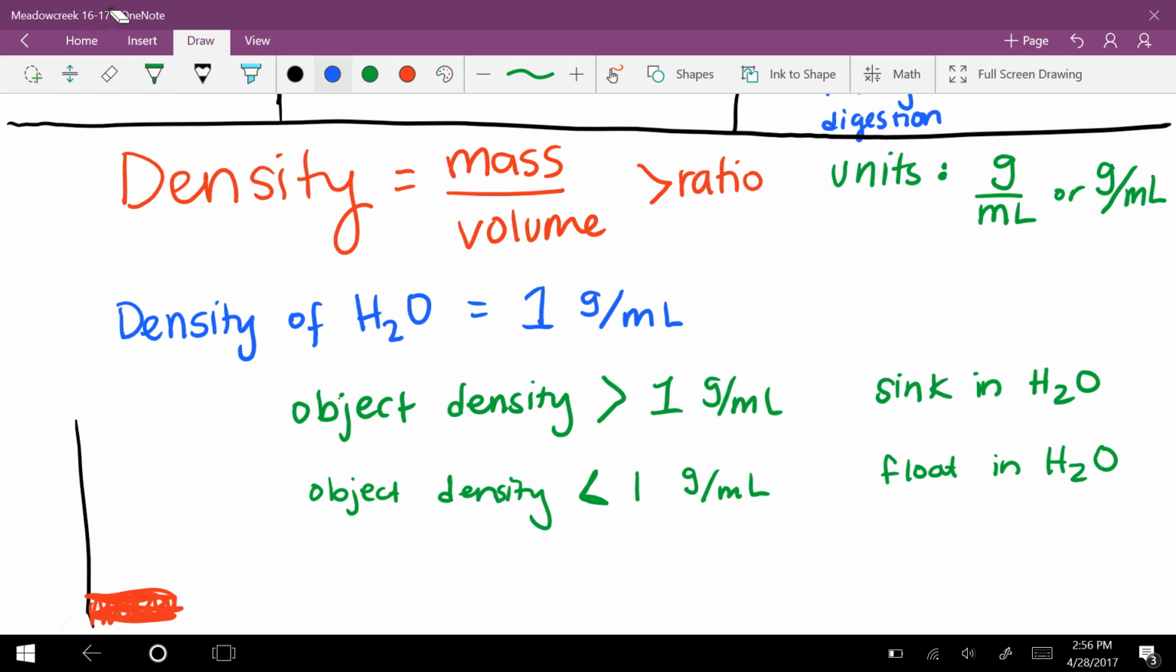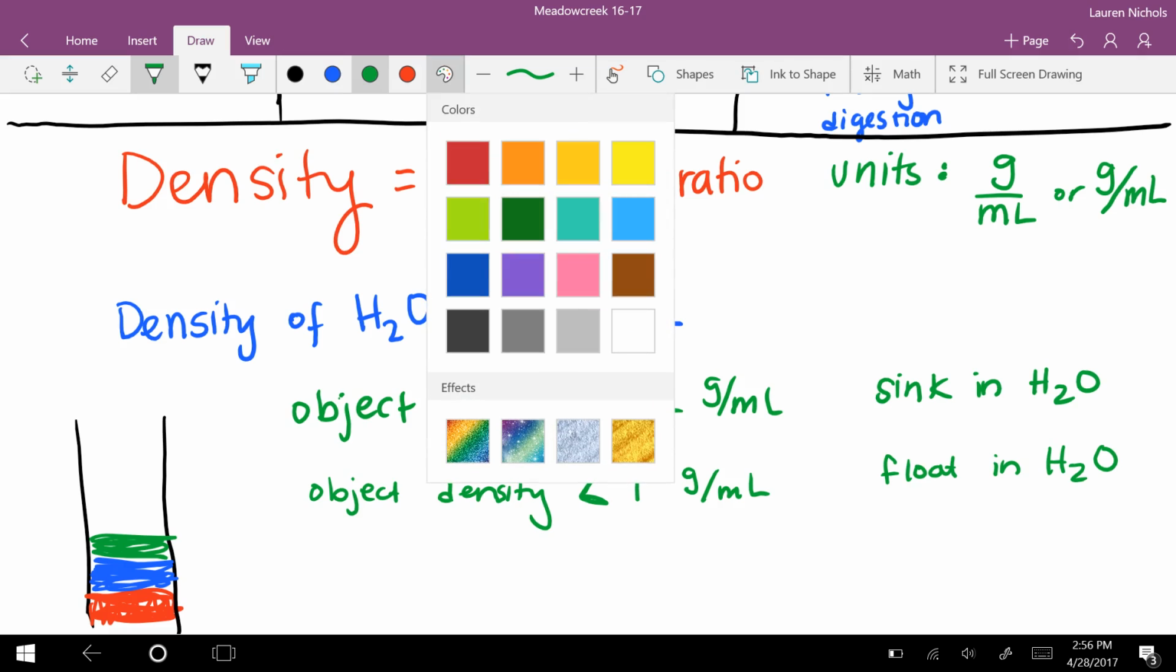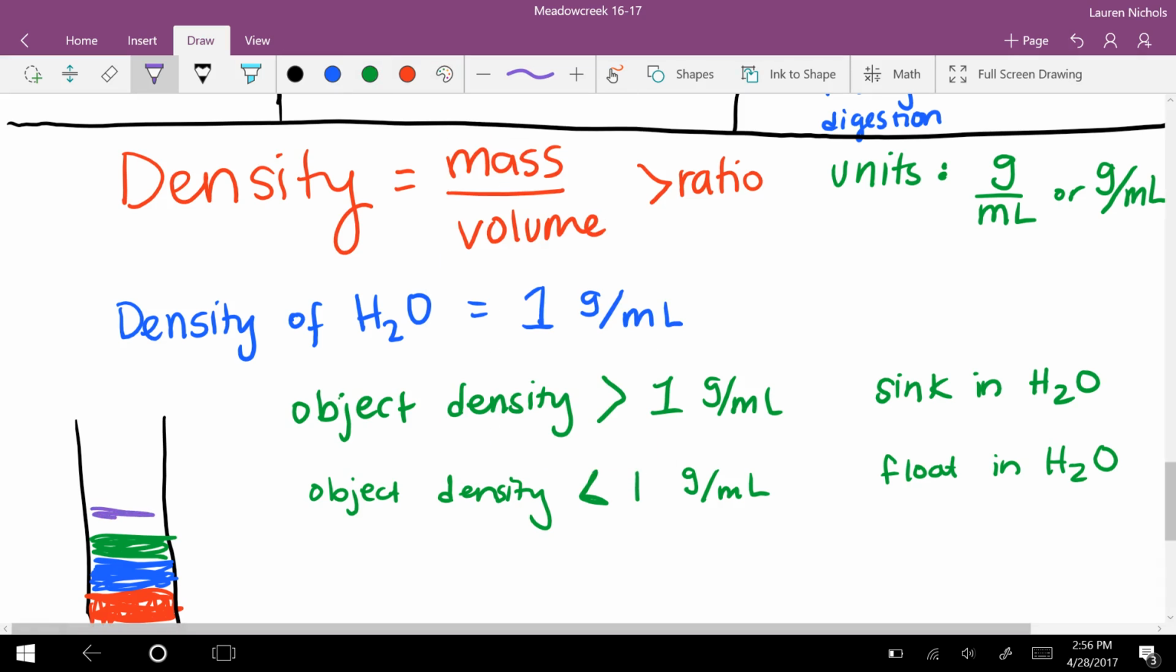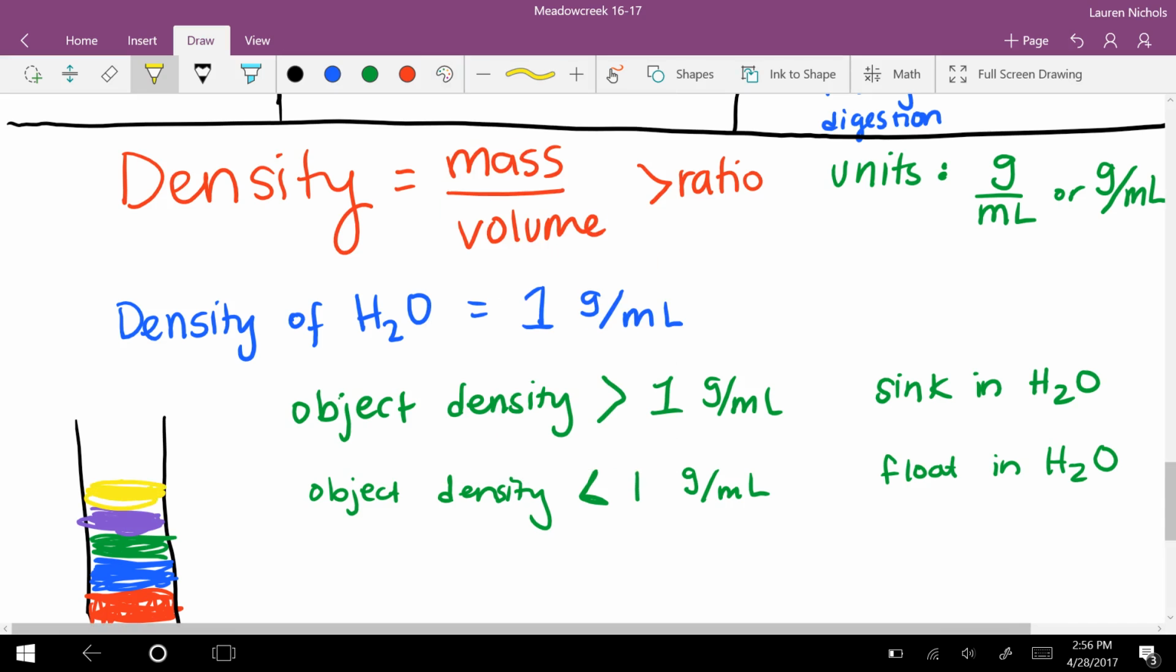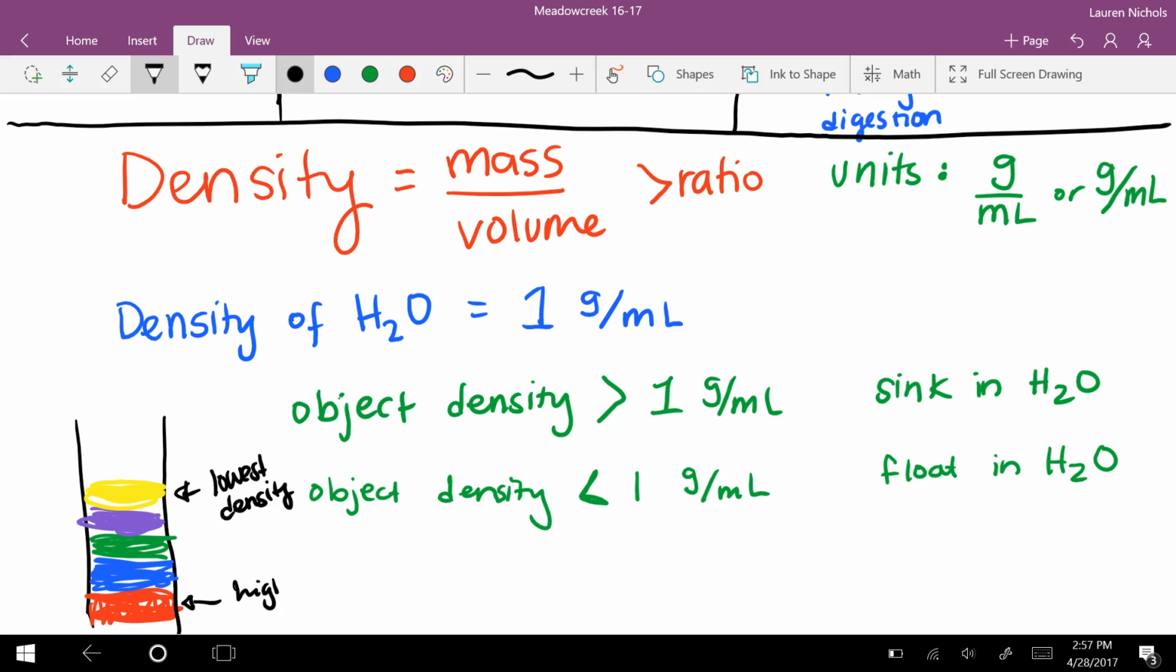Oops, somehow managed to erase my column. You could have a layer of blue stuff, a layer of green stuff, a layer of purple stuff, a layer of yellow stuff, and the things that are on the top would have the lowest density, whereas the things that sunk to the bottom would have the highest density.